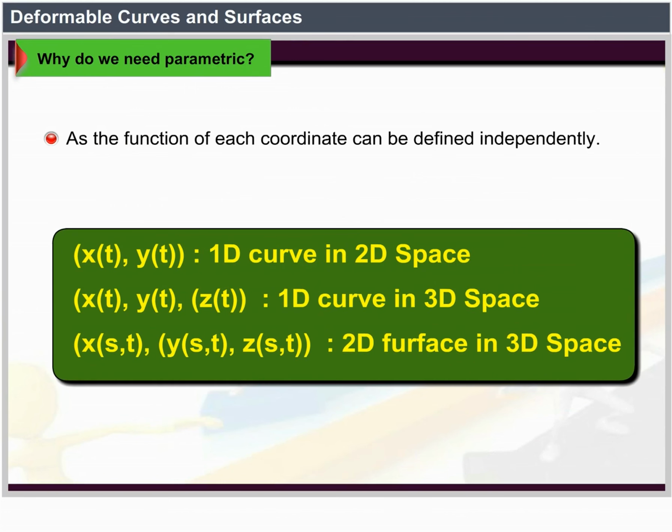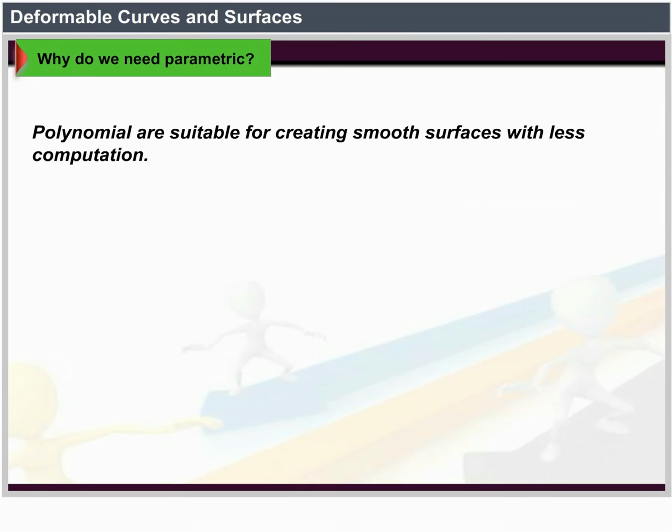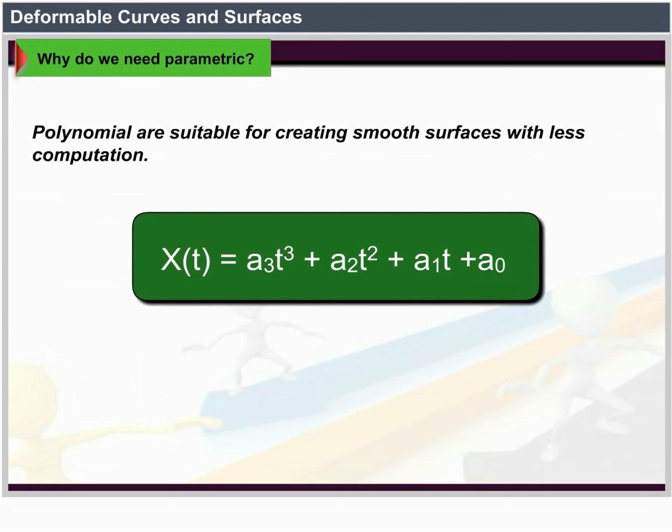X of t, y of t is 1D curve in 2D space. X of t, y of t, z of t is 1D curve in 3D space. X of s, t, y of s, t, z of s, t is 2D surface in 3D space. Polynomials are suitable for creating smooth surfaces with less computation. X of t equals a3t cubed plus a2t squared plus a1t plus a0.